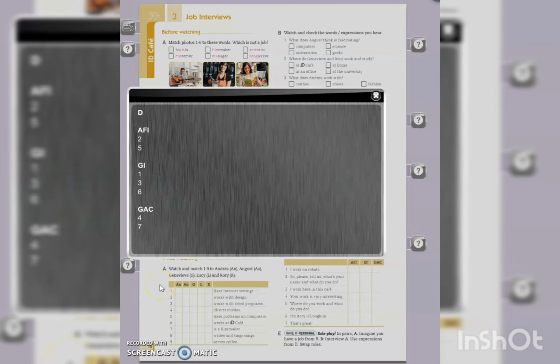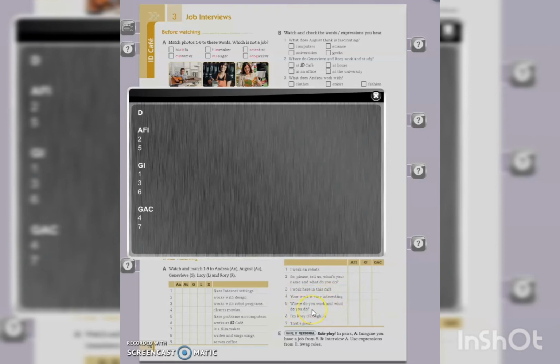Here you have. Number 1, I work on robots. Giving information. This one, giving information. 2, so please tell us what's your name and what do you do? Number 2 is asking for information. 3, I work here in this cafe. Giving information. 4, your work is very interesting. That is giving a compliment.